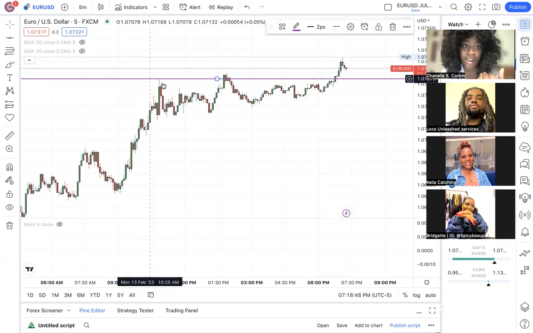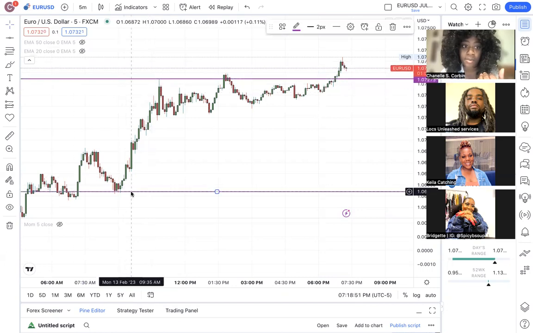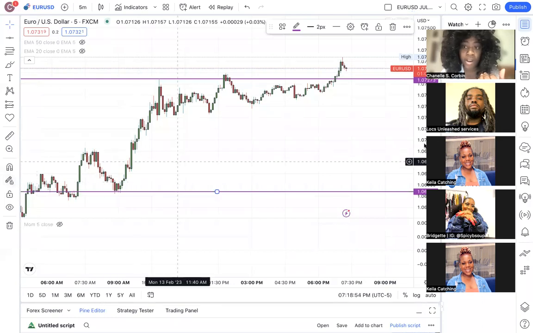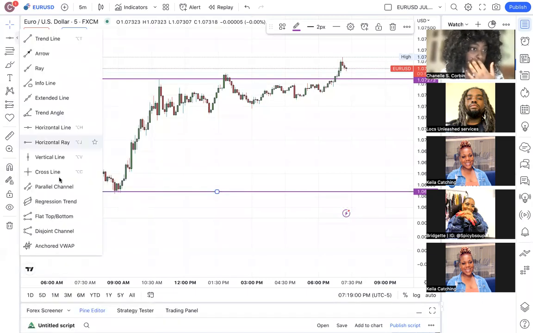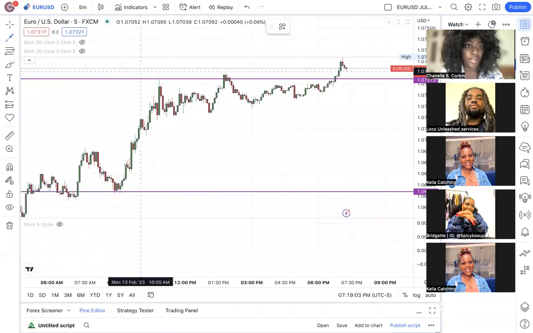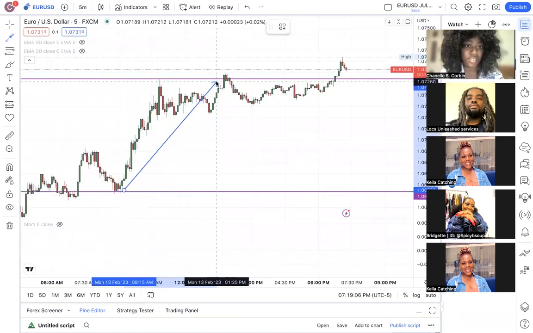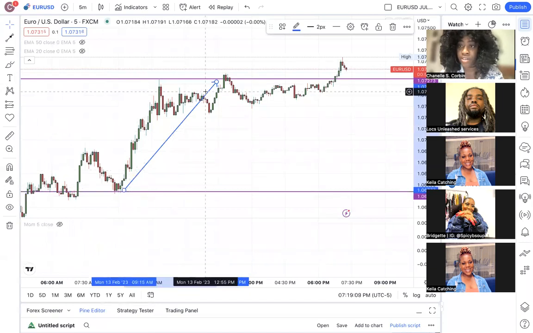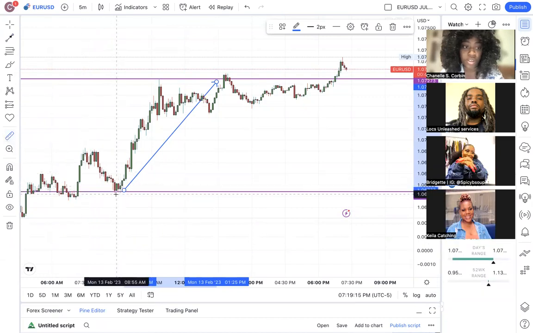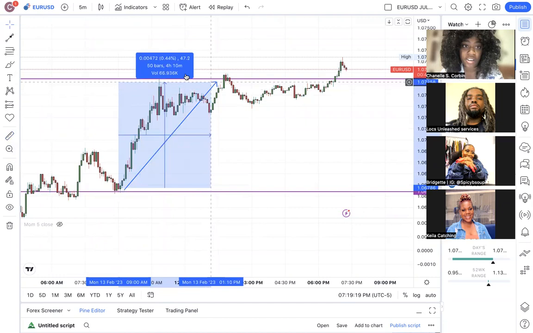So let's just say I put a line right here, and I'll explain why in a second. And let's just say I put a line right here. Now, if the market has moved from here to here, we're going to say that is an uptrend, right? The market is trending up. Now, to say what it is in pips, we can take this ruler tool and say from here to here, it tells you exactly that's 47 pips. That means that from this line to up here, the market has gone up 47 points.